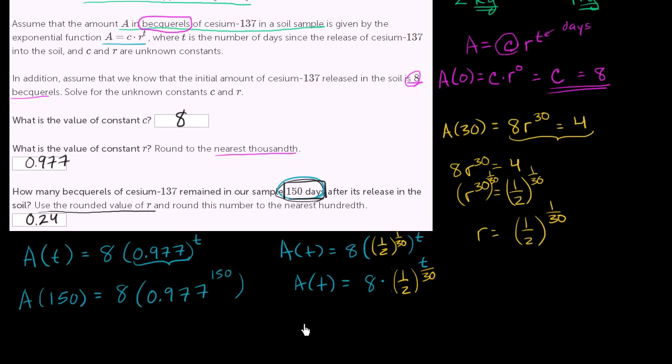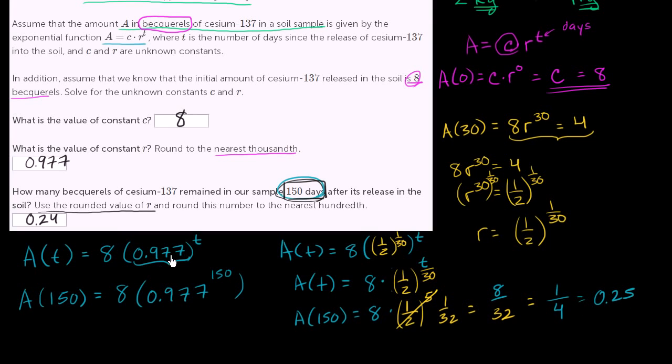So what is A of 150? A of 150 is going to be equal to 8 times 1/2 to the 150 over 30. Well, that's just 5. 1/2 to the 5th power. Well, what's 1/2 to the 5th power? That is 1 to the 5th over 2 to the 5th, or 1 over 32. So this is 8 over 32, which is equal to 1 over 4, or 0.25.